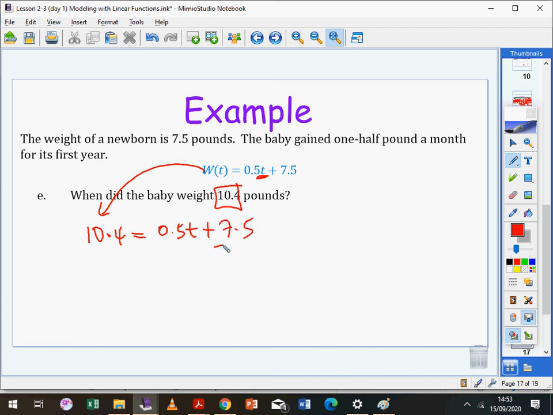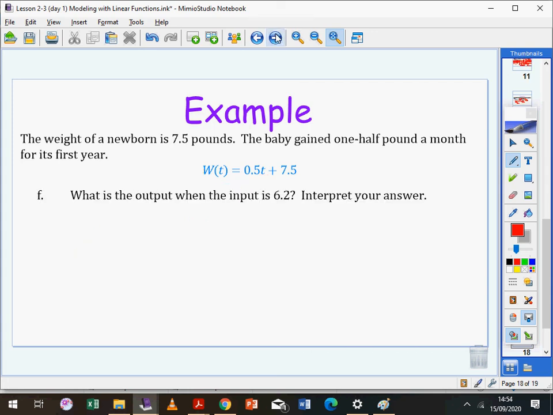Subtract 7.5 from both sides, and then divide by 0.5. What is the output when the input is 6.2? Again, substitute the input as 6.2 and then solve that problem.